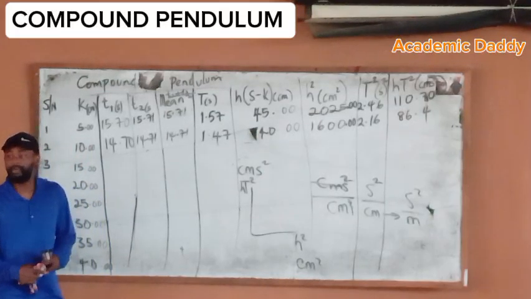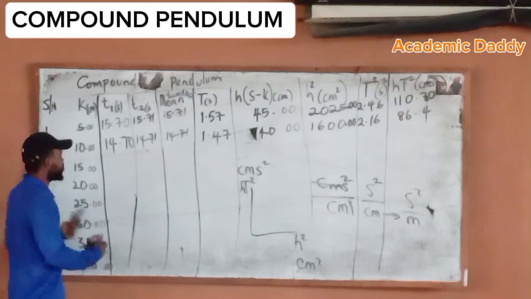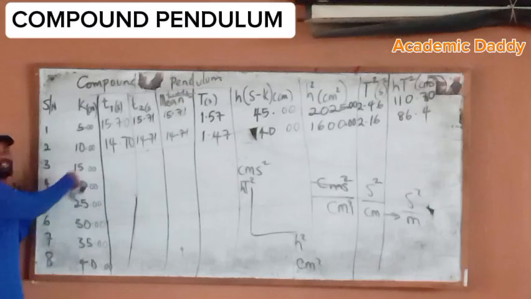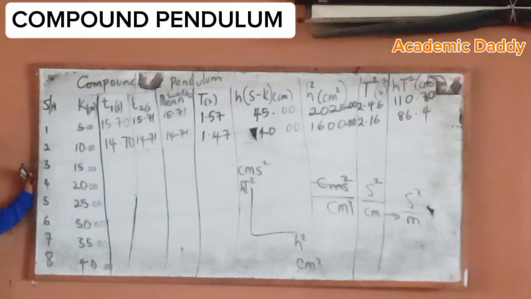Okay, they say you should determine the slope of your graph. Let's say you plotted your graph, you have your own slope, right? But let's use the equation to see if you can determine the slope. Let's try to use the equation of this compound pendulum. Remember when we did the simple pendulum, we also used the equation to determine the slope.